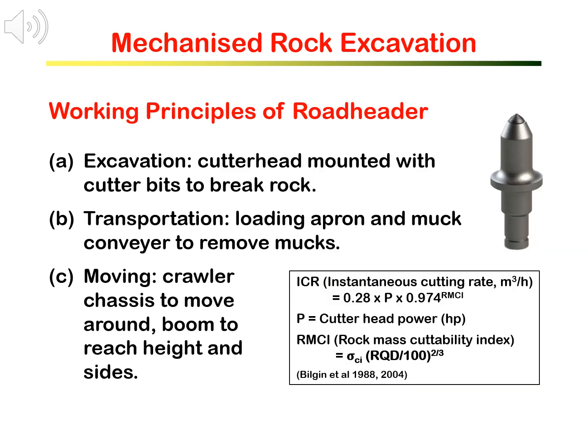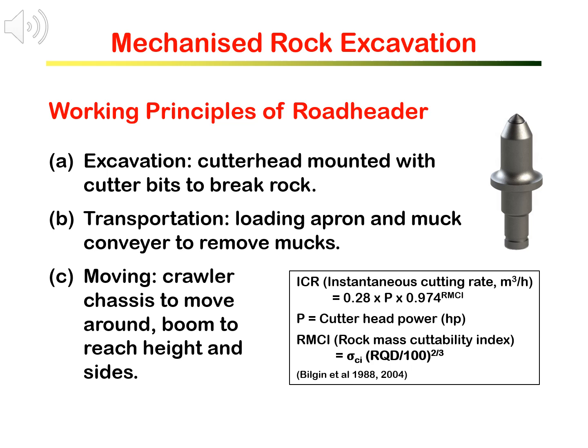The underground excavation cycle has three basic activities: excavating, muck removing, and supporting. This is how the roadheader works to perform those three activities. Excavation is done by the cutter head mounted with cutter bits to break the rocks. This is why it cannot handle very hard rocks, as the bits can be damaged if the rock is too hard.